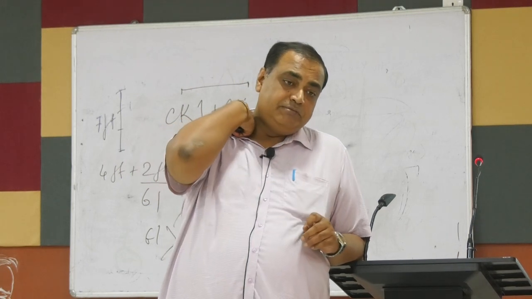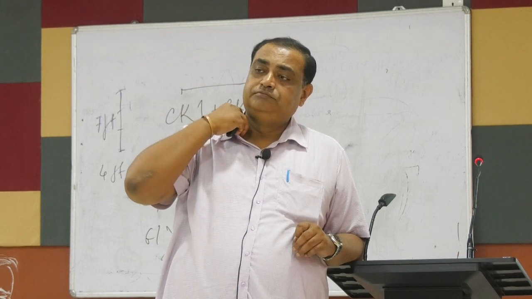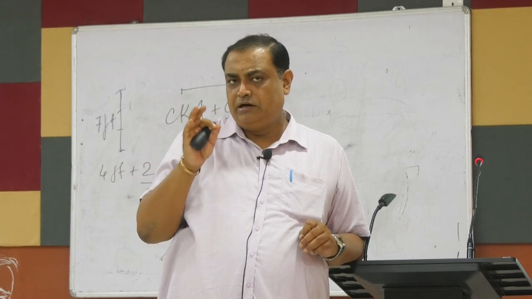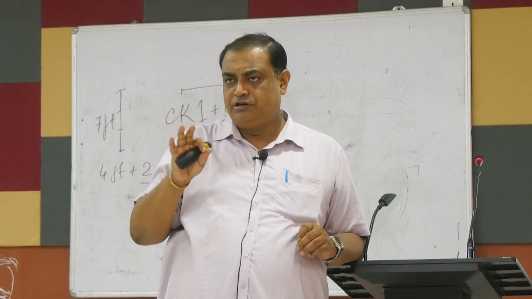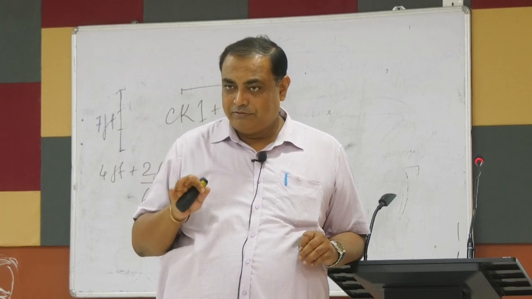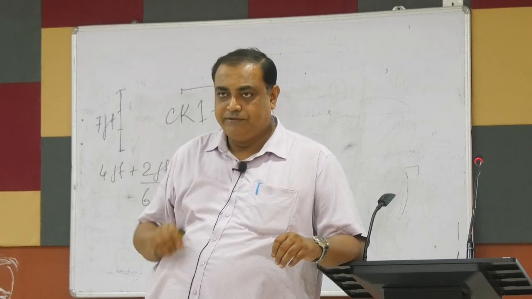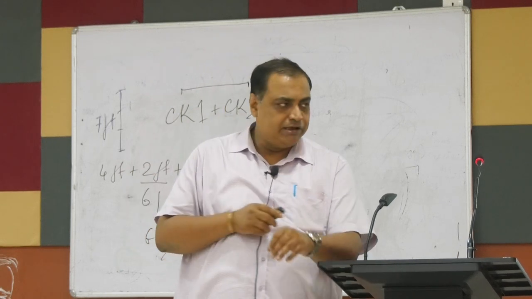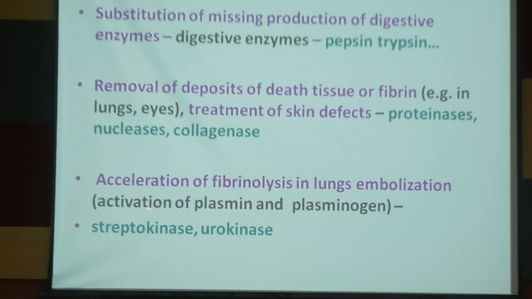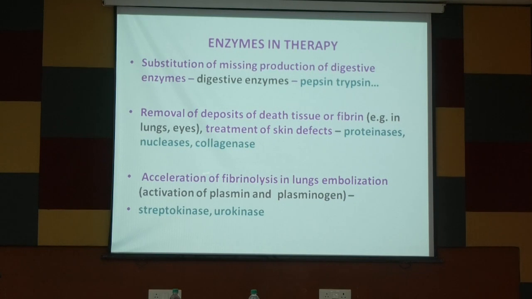Have you ever seen anybody suffering from thrombosis, thromboembolism? They undergo a surgical procedure in a specialized room called the cath lab. What they do, they inject the enzyme into the thrombus and dissolve it. Right? This is a use of enzymes. These are the names of the enzymes: streptokinase, urokinase. They are used for acceleration of fibrinolysis.